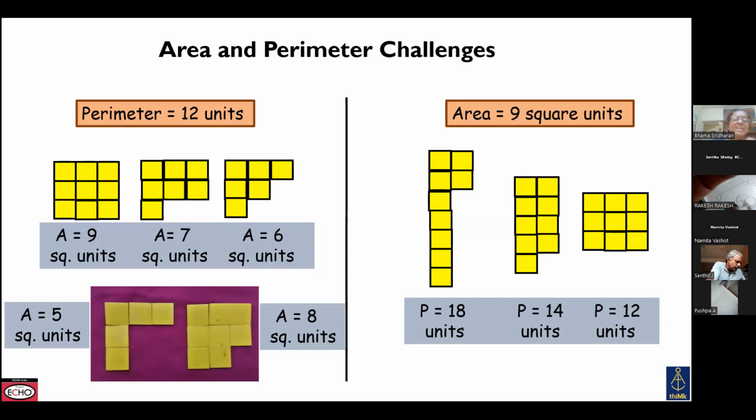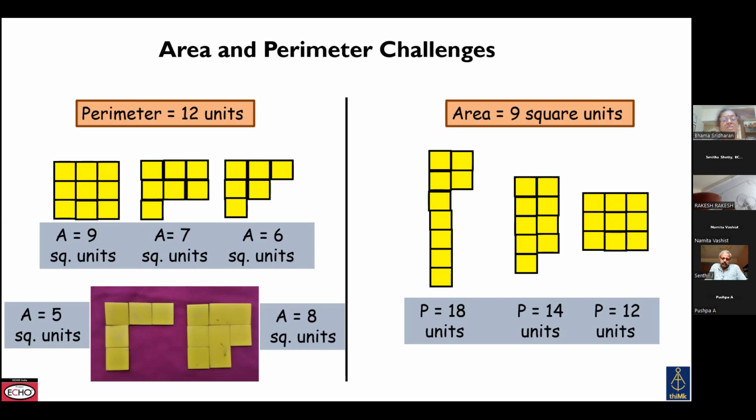And this is a very nice area and perimeter challenge, and it very clearly brings about the difference between area and perimeter. So tell them, I have a fixed perimeter, like 12 units. Okay. So give them the unit squares, ask them to make as many different shapes as they can in such a way that the perimeter is a constant. It's always 12, but the area can be different. And you can see on the left side all the different shapes that you can make, all of them have a perimeter of 12 units if you count, but they all have different areas.